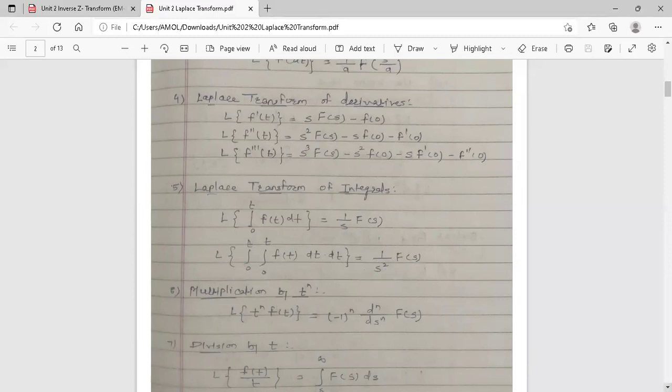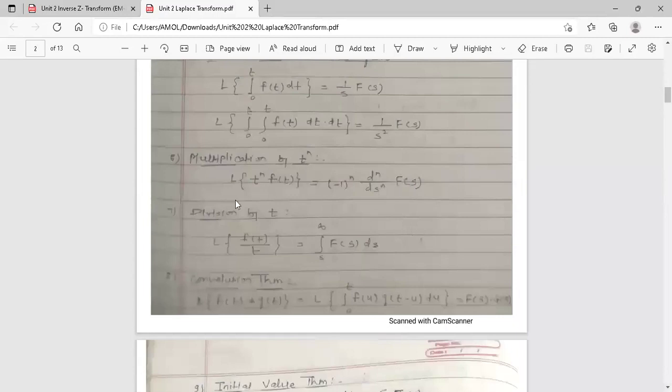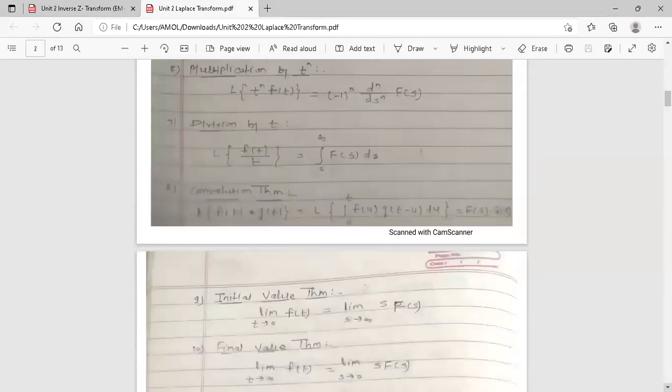You can generalize it. Multiplication by t property, multiplication by t raised to n. Laplace transform of t raised to n into f of t is equal to minus 1 raised to n into nth derivative of f of s with respect to s. Then division by t property. Laplace transform of f of t upon t, division by t, is equal to integration over s to infinity f of s ds. This is division by t property.